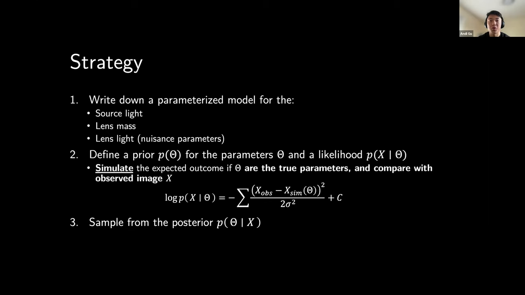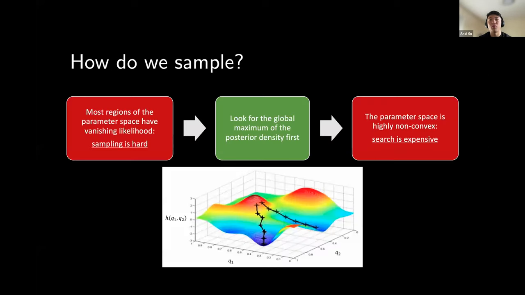Once we've written down a physical and a probabilistic model, we're pretty much ready to sample from the posterior, which seems simple enough. The problem is this. When we start looking at how to sample, we're faced with a number of hard problems. The main one is that most regions of a high dimensional parameter space have a vanishing likelihood. So if we use some out-of-the-box Monte Carlo sampler like MCMC, we're likely to waste a lot of time in regions of the parameter space that we really shouldn't be looking at because they have vanishing likelihood. Our solution, an approach first introduced to us by another open source package called Lenstronomy, is that we essentially look for the global maximum of the posterior density first.